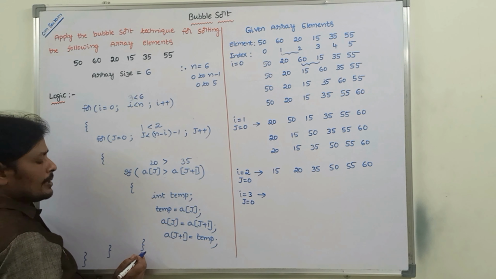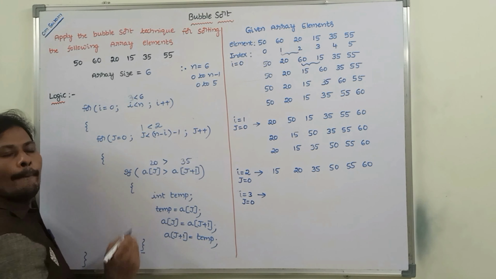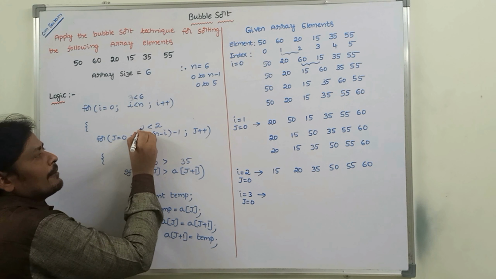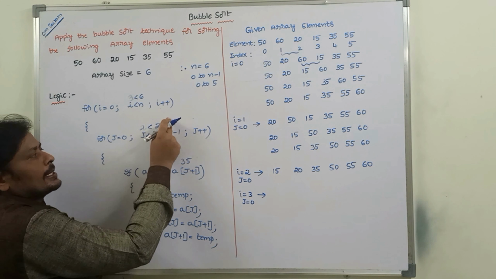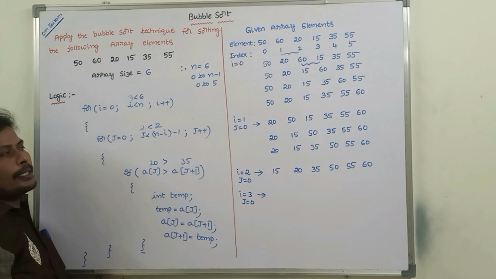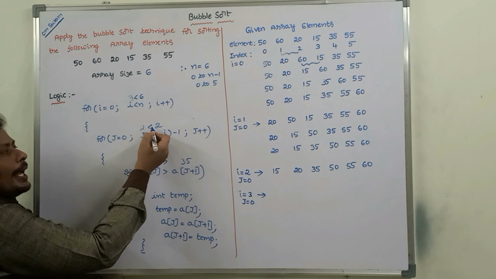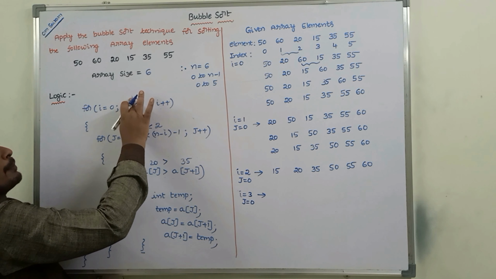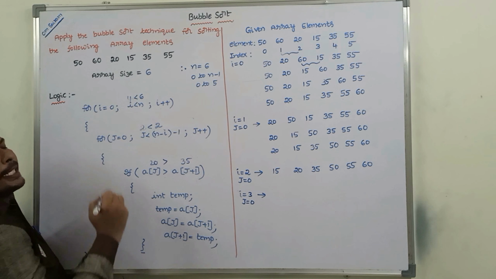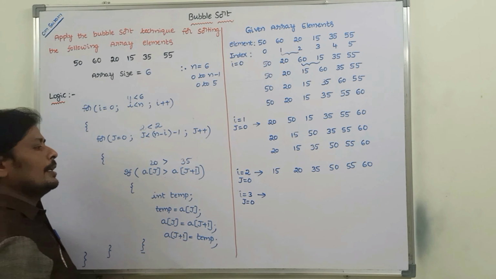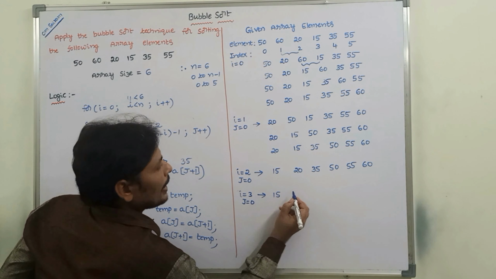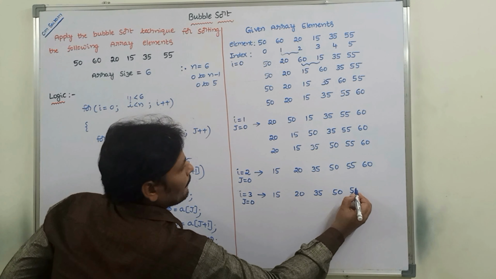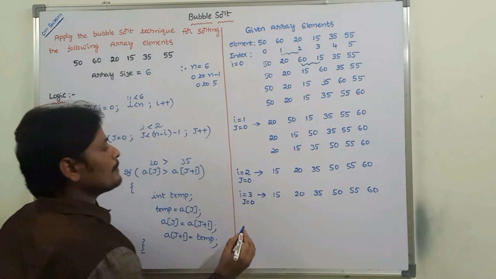There are no statements there. Again control goes to the inner for loop. Here j value is incremented. Now j value becomes 2. 2 less than 2, condition false. If the condition is false, again control goes to the outer for loop. Here i value is incremented. Previously i value was 3, now it is incremented by 1, that is 4. Now the same elements we are getting as in the previous step: 35, 50, 55, 60.